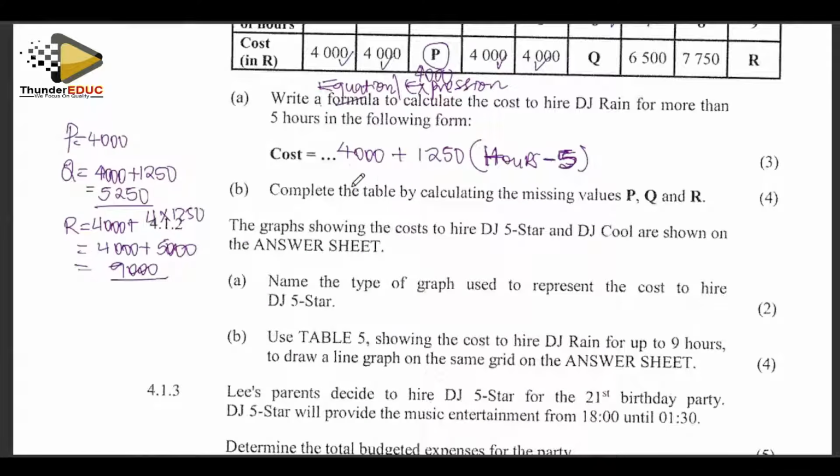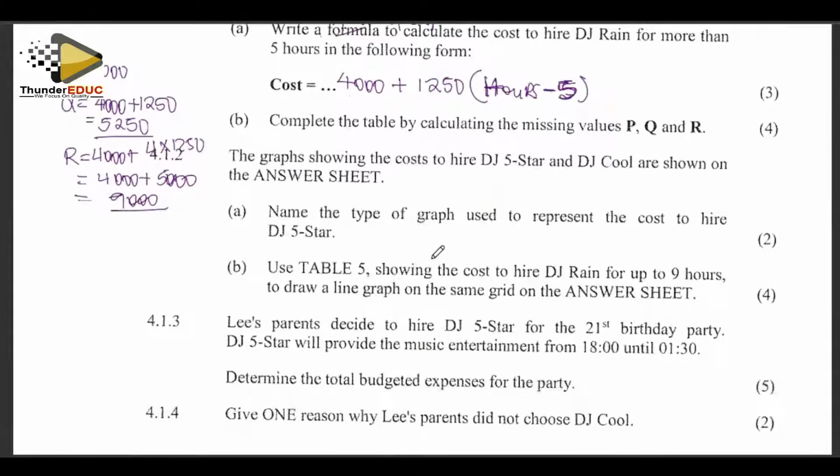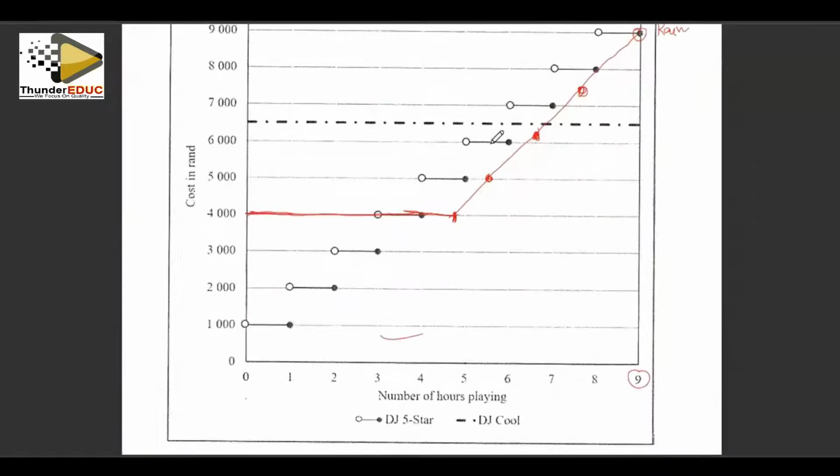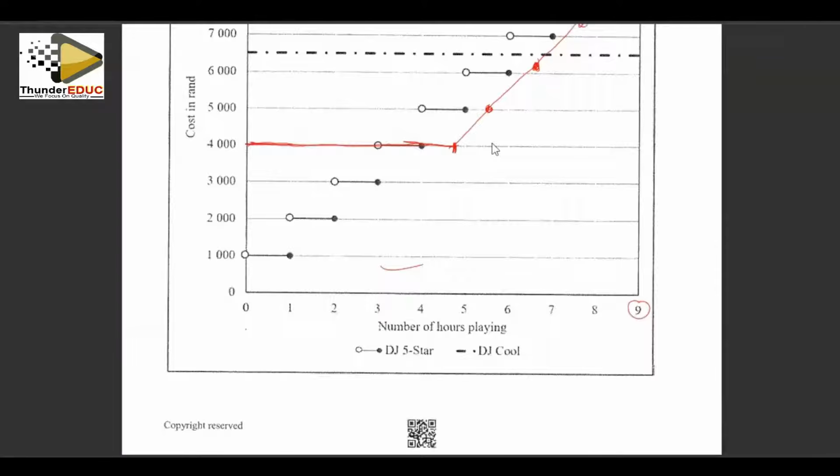It says, name the type of graph used to represent the cost of hire for DJ 5 Star. We need to have a key. DJ 5 Star is the one that has zeros and ends with a dash. This kind of graph is called the step function. It's used when we are looking at water tariffs or electricity tariffs. It's called a step function, this kind of graph.